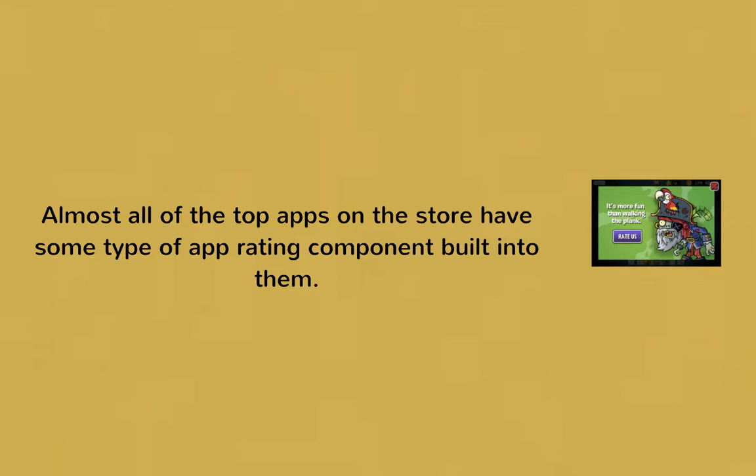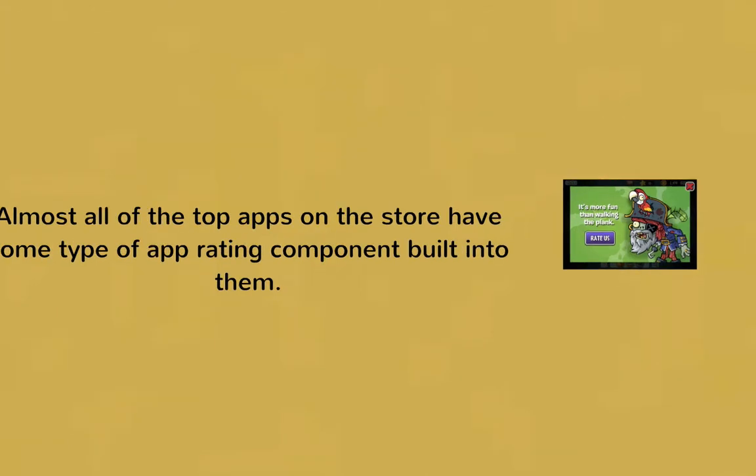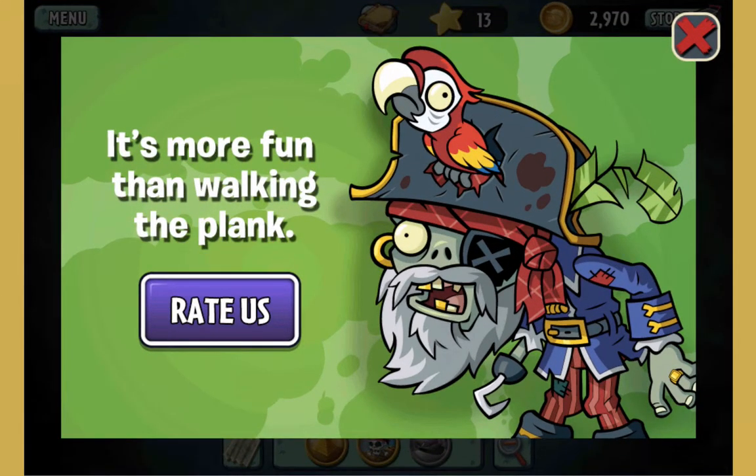Lastly, you're going to notice that almost all of the top apps in the store have some type of app rating component built into them. This is an example from Plants vs. Zombies. Once you reach a certain level, this will pop up all the time.